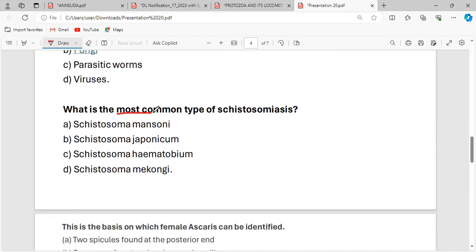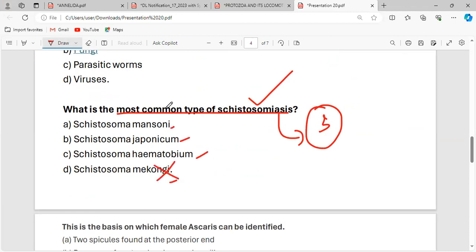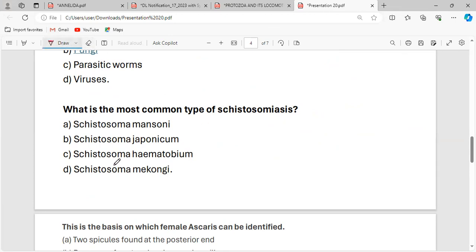Now, the most common type of schistosomiasis. We have studied that there are three different species: Mansoni, Japonicum, and Haematobium. And the most common type of schistosomiasis is Haematobium, as it feeds on the blood. This is the common type. Just be aware of this. Schistosoma haematobium is the common type of schistosomiasis.